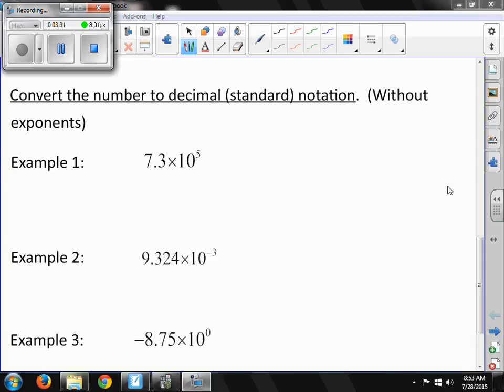Now we want to change these numbers into decimal notation, which can also be called standard notation, writing it without exponents. So if I start with 7.3, I know I'm going to have to move the decimal 5 times to the right because of the 10 to the 5th. So here's one number I can move it past. So I'll have to add 4 zeros. 1, 2, 3, 4. And then I will be able to move it 1, 2, 3, 4, 5 times to the right. And the standard notation will be 730,000.